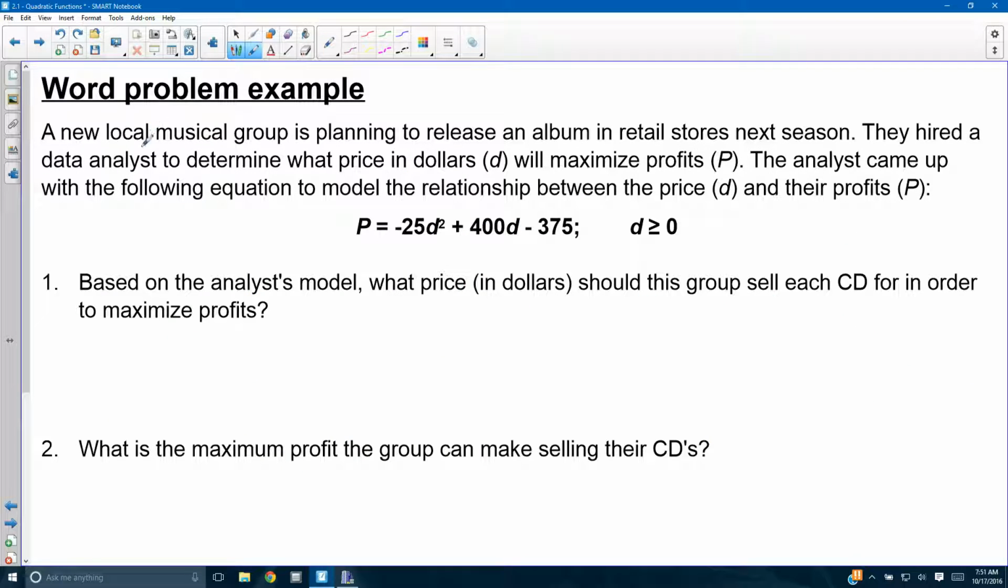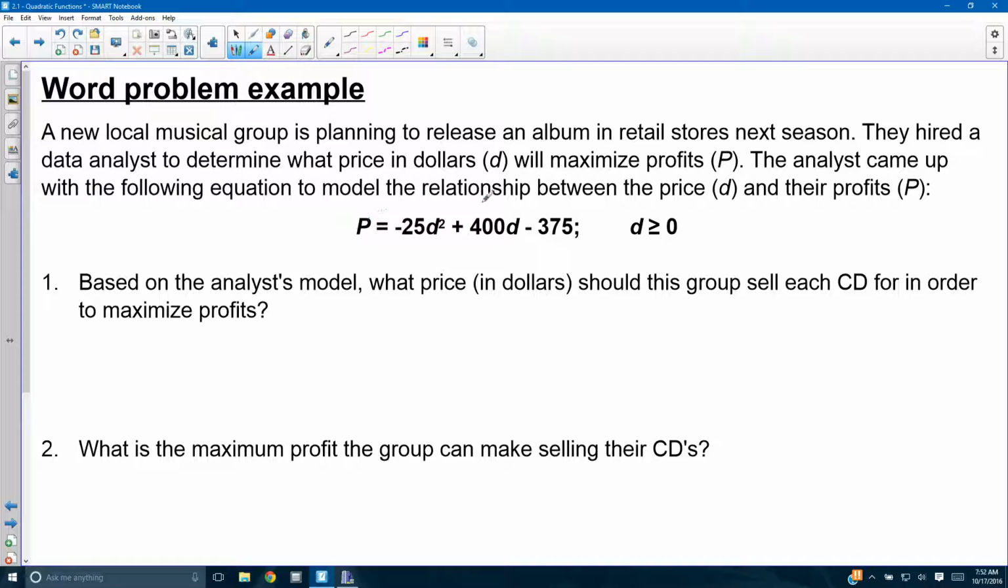Okay, here's another one, a new type of thing that you're being asked here. Well, you're still being asked for a vertex, but it's a new way of being asked. A new local musical group is planning to release an album in retail stores next season. So it's the fall now, say during the winter. They hired a data analyst to determine what price in dollars will maximize profits. The analyst came up with the following equation to model the relationship between the price and their profits as follows.